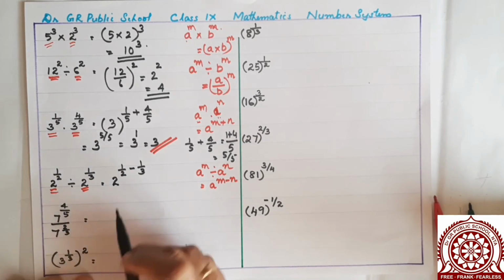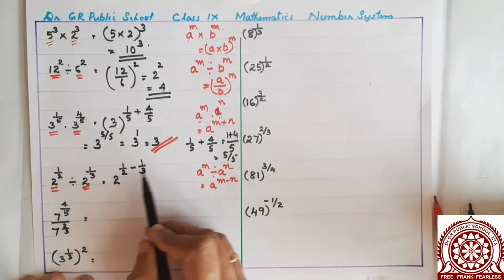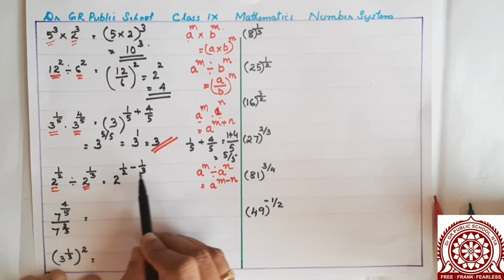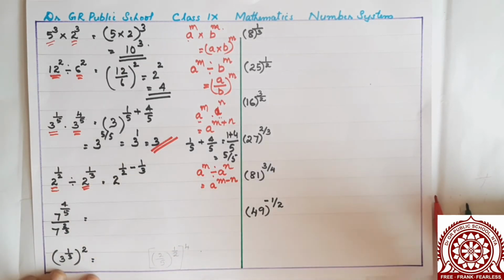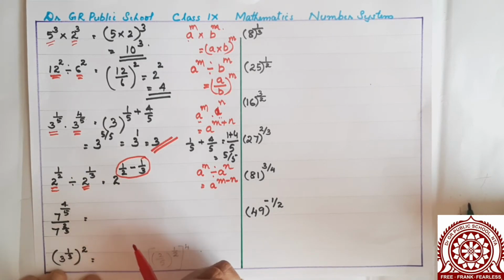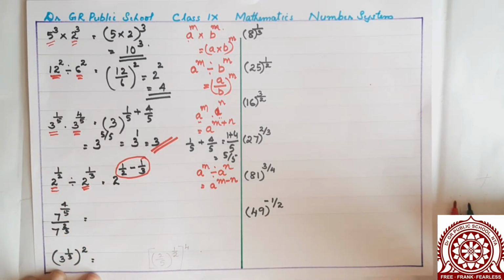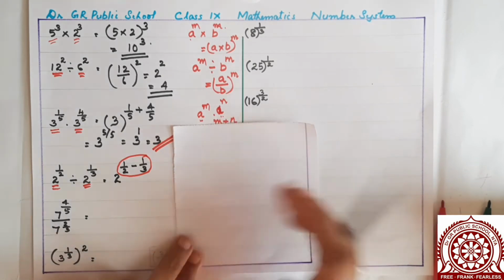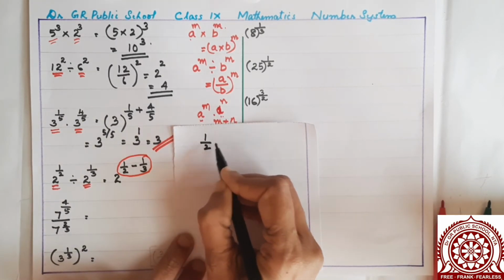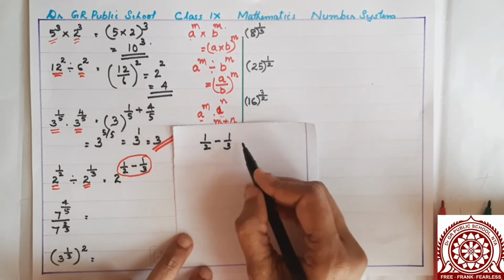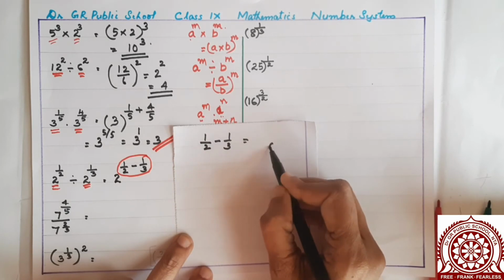So here, can we do the simplification of this power easily? No, they are not like fractions. So what we have to do to simplify this? We have to take the LCM. What is our number? Our power is 1 by 2 minus 1 by 3. We have to take the LCM of 2 and 3. What is the LCM of 2 and 3? 6.